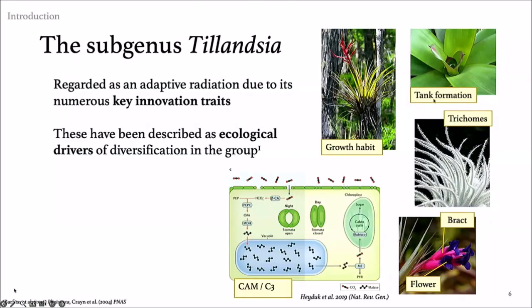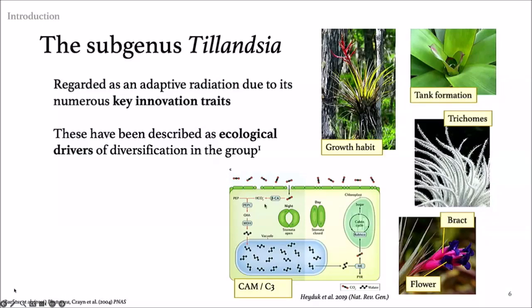So often we also find other key innovation traits that have evolved as well in certain species and in others not. So for example, we have tank formation, where some of these plants have the inner leaves very tightly wrapped so that they form a bowl-like structure in which they can accumulate water and have an alternative source of water. You also have different degrees of trichome density in the radiation as well. Trichomes are leaf hairs. They help plants absorb water, moisture from the atmosphere, and generally are an adaptation to aridity.